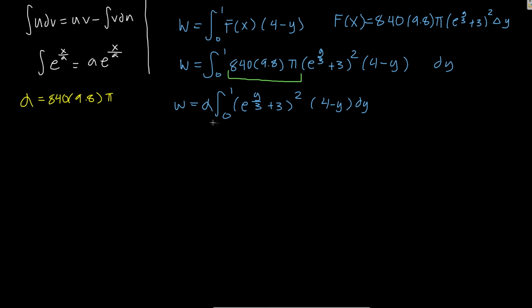Okay, before we go any further, I think we should expand out this binomial into its corresponding polynomial. So work equals alpha times the integral from 0 to 1 of e to the 2y over 3, using the properties of exponents to multiply this 2 times y over 3, plus 9, plus 6 e to the y over 3, plus 9, times 4 minus y dy.